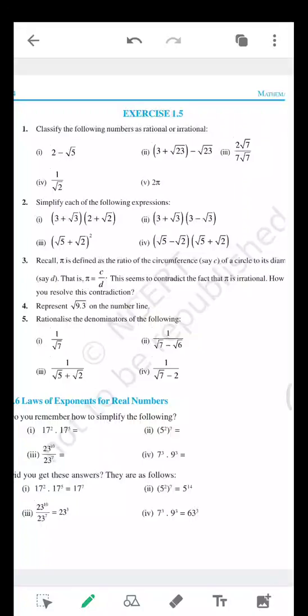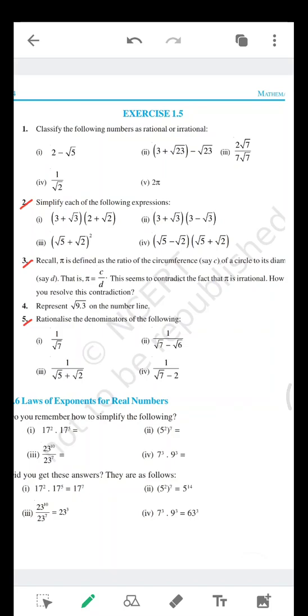In the last session we saw question number 2 of exercise 1.5, in which we simplified all these four bits by using different identities. Now proceed with the next question, that is the third question and the fifth question in this session.